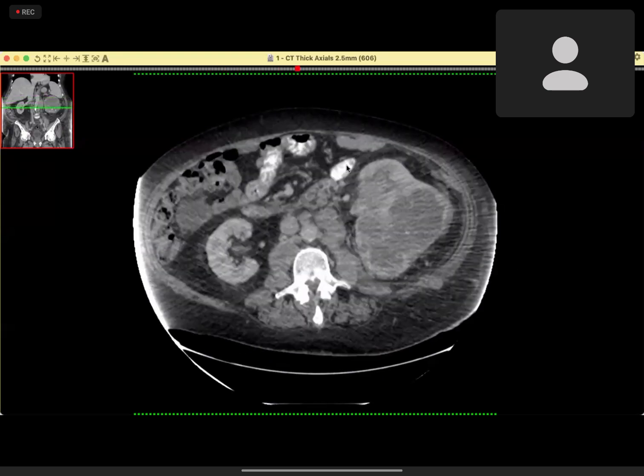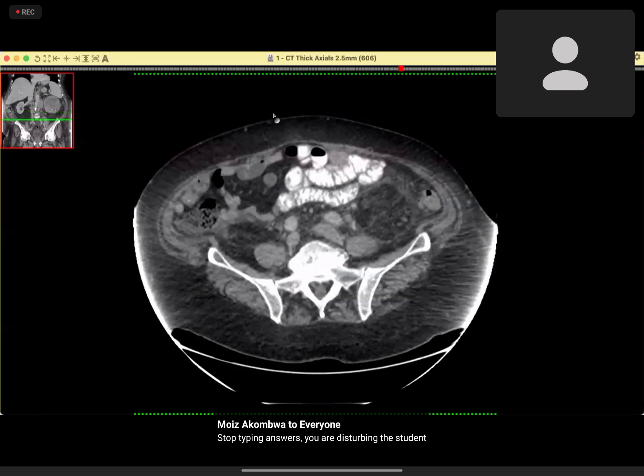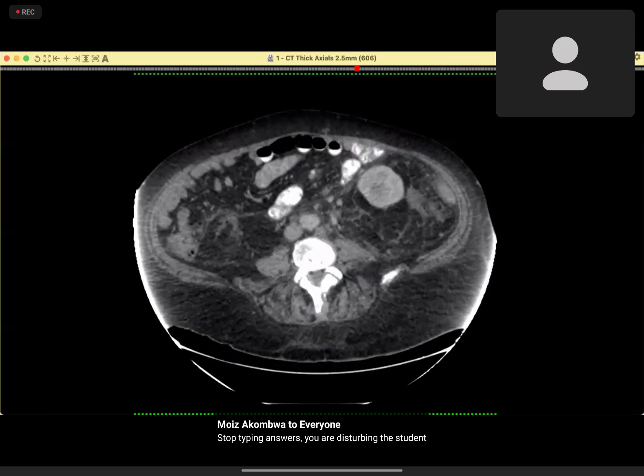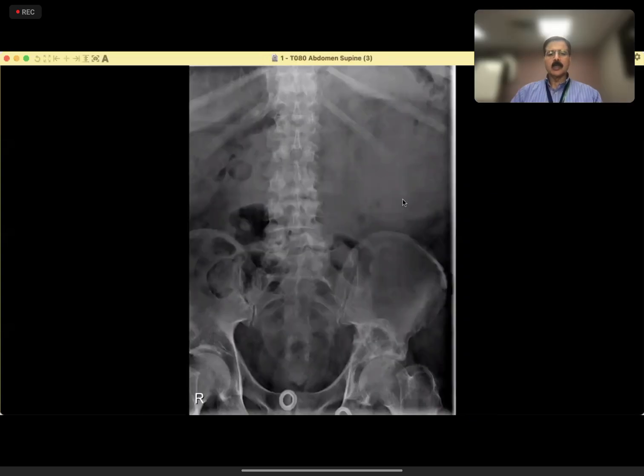And also there is a nodule in the lung. Subcutaneous nodules. Okay. Thank you.